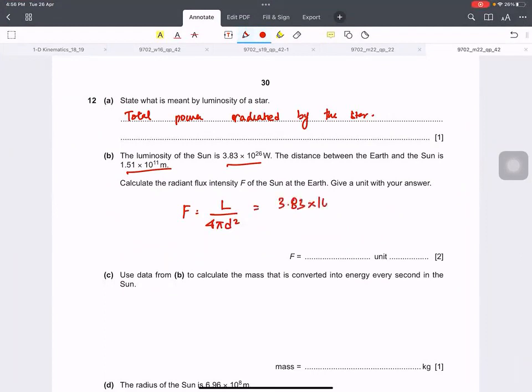3.83, 4 pi, and d would be 1.51 times 10 raised to 11 whole square. What is the answer? 1340. Yeah, 1340. This is watts per meter square.